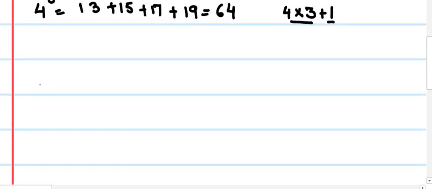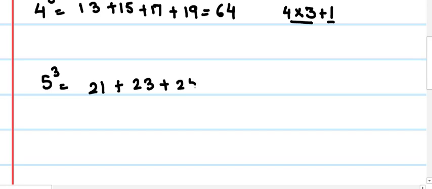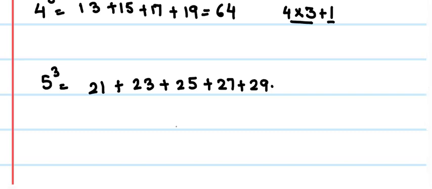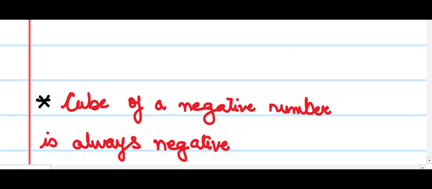Now if I want to check it for 5 also, 5 cube, the first number is 21. Why? Because 5 into 4 is 20, plus 1 is 21, then 23, 25, odd numbers, then 27 and 29. So in this manner we can write down these odd numbers, and this is a pattern. The pattern is the way you are finding the numbers: what will be the next number and what is the procedure for it.